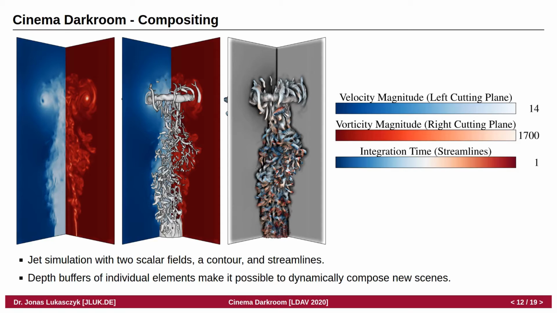During the simulation, we generated a cinema database consisting of two individual cutting planes, a contour, and streamlines that were seeded on the contour. If a cinema database contains depth buffers of individual objects, as in this case, then it is possible to dynamically compose them post hoc, where the user can control via the shader network which elements are shown and how they should be colored.